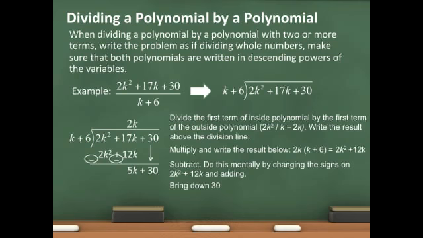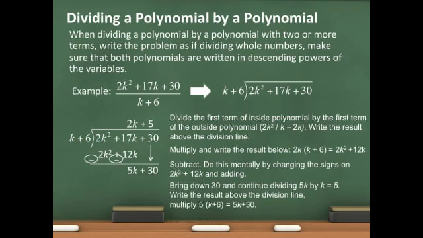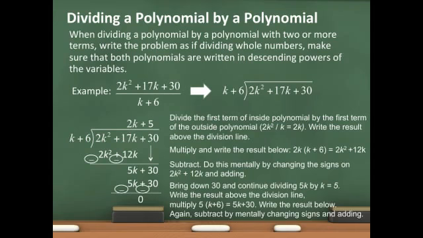Now we repeat the steps we did earlier. Again, we take the first term, 5k, and divide it by k to get 5. Write the 5 above the division line and multiply back to k plus 6. This will give you 5k plus 30. Write the result below. Again, subtract by changing the signs and adding. This will give you 0, which means you have no remainder. Your final answer is 2k plus 5.